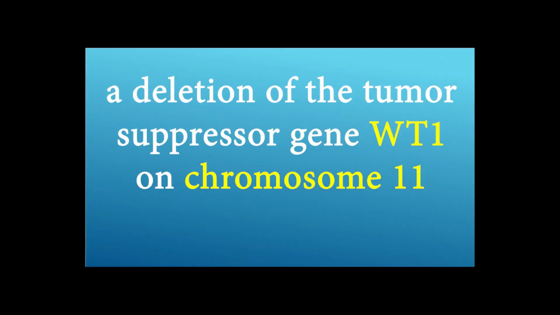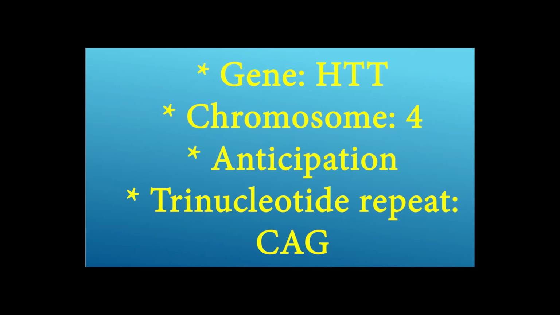Wilms tumor. Wilms tumor is most commonly associated with a deletion of the tumor suppressor gene WT1 on chromosome 11. Huntington's disease. Gene, HTT, chromosome 4, anticipation, trinucleotide repeat disorder of CAG sequence.